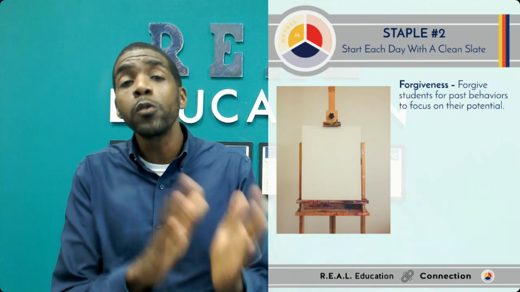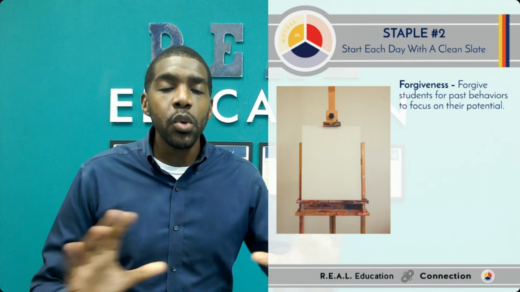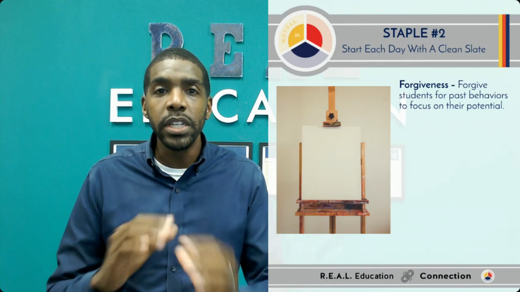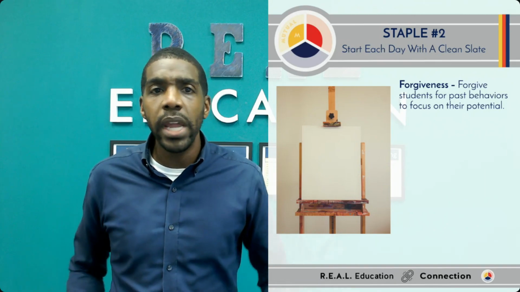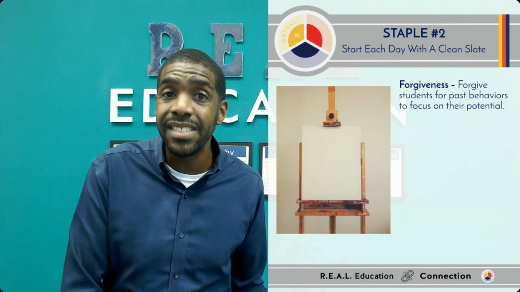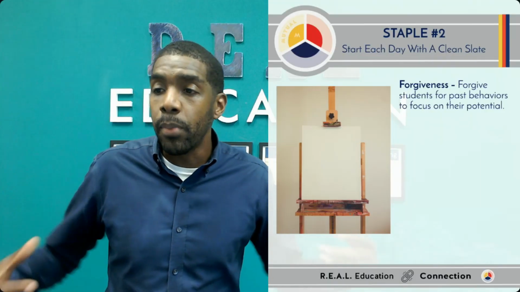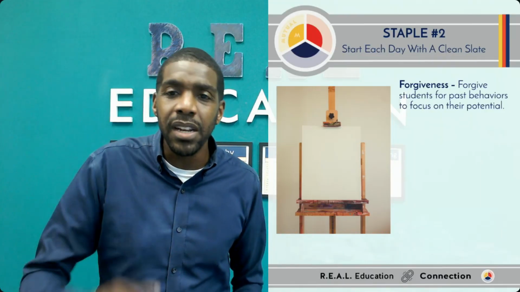To move past those behaviors, we have to focus on that student's potential. Again, sometimes we feel like the student can just change real quick, but nobody can change overnight, right? Some things take time. That's the reason why, with consistency and fidelity, things can change. It may not change overnight, but it's important to have a clean slate each and every day.